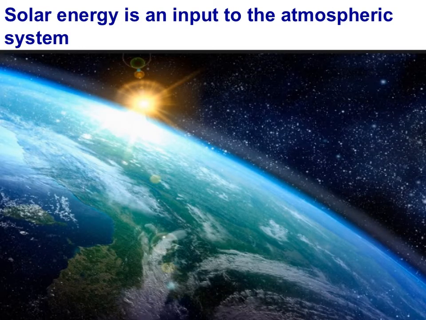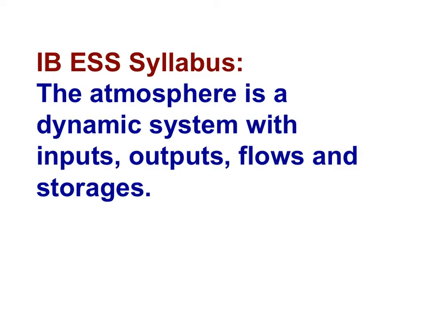Solar energy is an energy input to our atmosphere, but as we burn fossil fuels, carbon dioxide is also an input, a material or matter input to the atmospheric storage. Remember that some of the trace gases, sulfur dioxide, nitrogen oxides, and ozone, are also inputs to the atmospheric system due to human activities. Here is the relevant IB syllabus statement. The atmosphere is a dynamic system with inputs, outputs, flows, and storages. And human activities impact the atmospheric composition through altering the inputs and outputs of the system. Take note of the human activities, such as fossil fuel combustion.